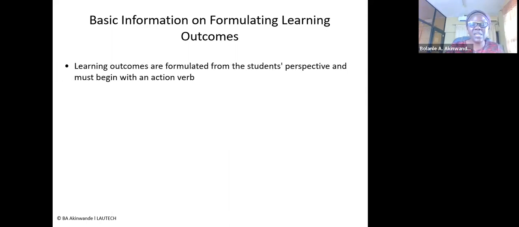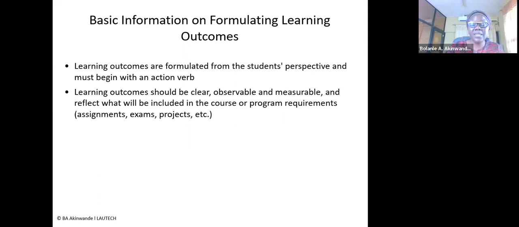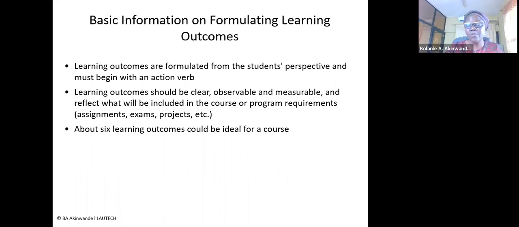In trying to formulate learning outcomes, there is basic information to be provided here. The first is that learning outcomes are formulated from the student's perspective, and they must begin with an action verb. Learning outcomes should be clear, observable, and measurable, and also reflect what will be included in the course or program requirements in terms of assignments, exams, projects, and many others. It could be about 6. There is no fast rule about it. It could be a bit below or even more. But for a course, having about 6 learning outcomes seems to be ideal.